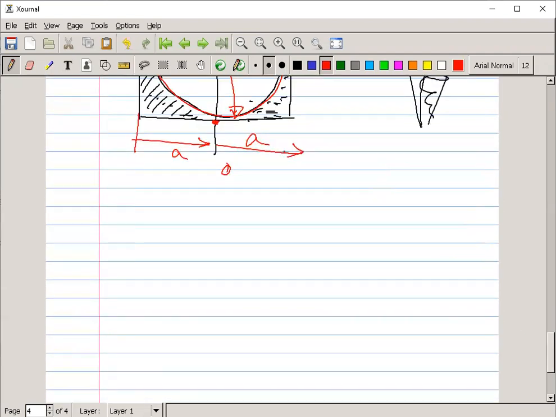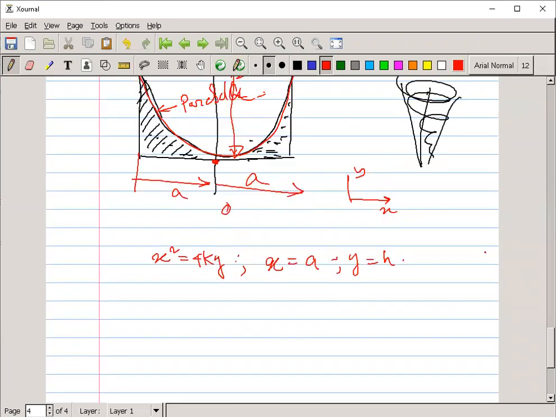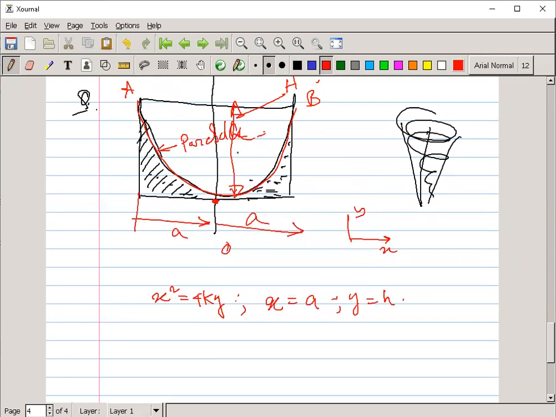To solve this type of problem, first take the equation of the parabola. So what is the equation of this parabola for this case? That is x square equal to 4ky, right? This is the equation of that parabola. And from this figure you can easily see that this is your x, this is your y. So x is equal to a, y is equal to h, right? This is your height, small h, just consider for the initial case. And this is your a.